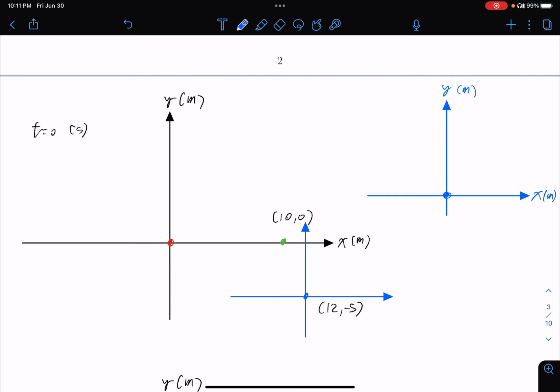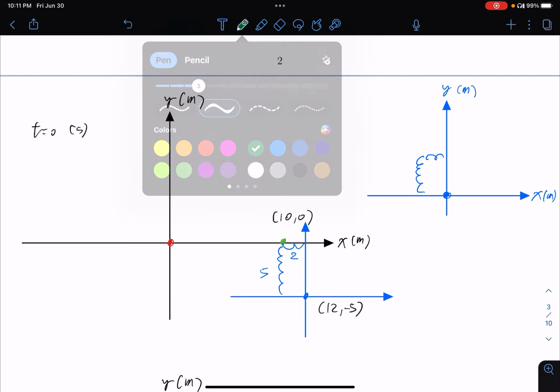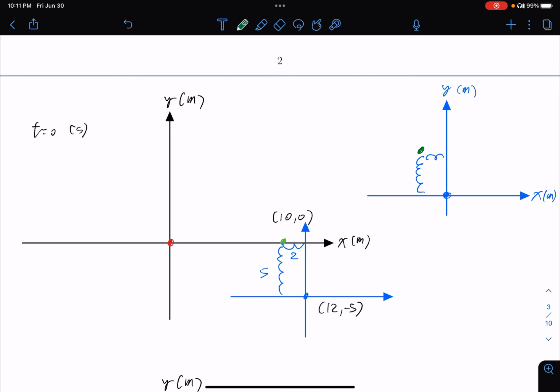So in the blue dot frame, the green dot is 1, 2, 3, 4, 5. I know it's 5 because 0 is 5 above -5. So the green dot is 5 above the horizontal axis, and horizontally from 12 to 10 is just 2. And therefore, in the blue dot frame, you need to go left by 2, up by 5. So the green dot in the blue dot frame, when t equals 0, is -2 and 5. So that's how I get the position of the green dot in the blue dot frame at t equals 0.